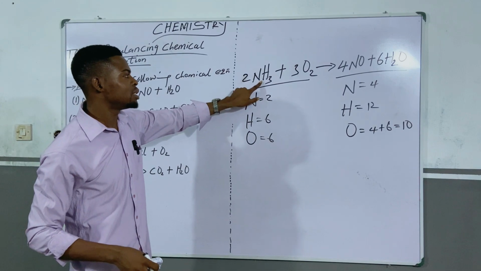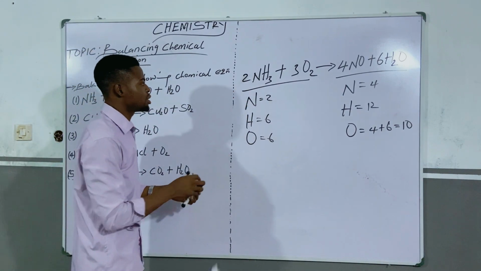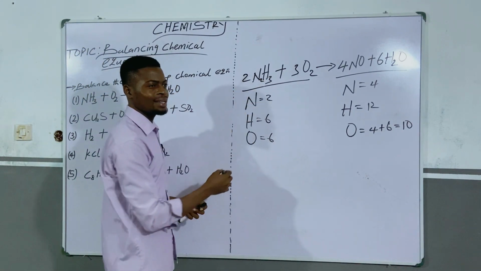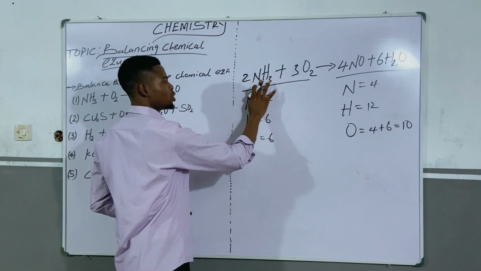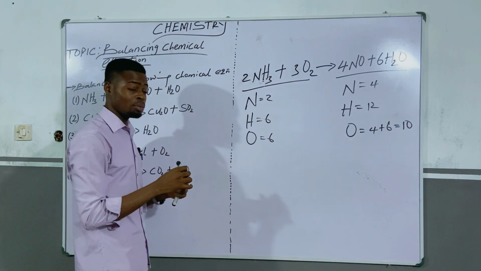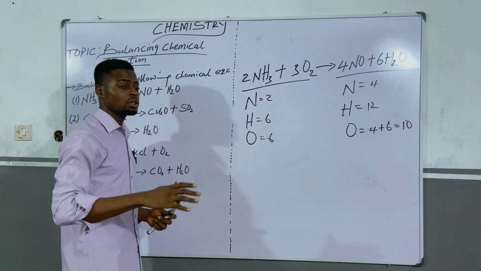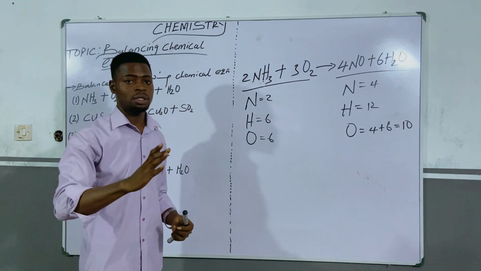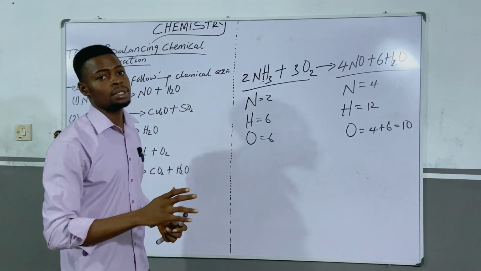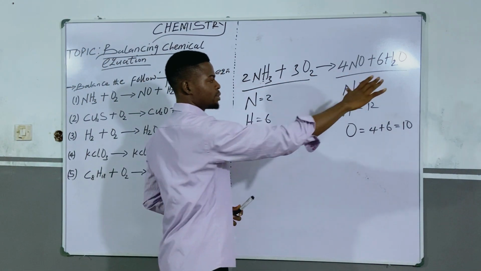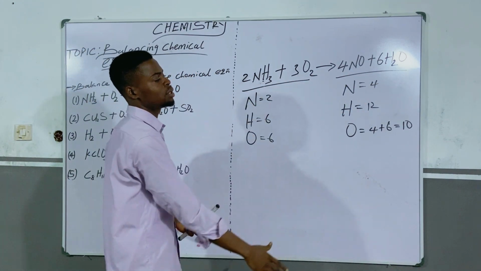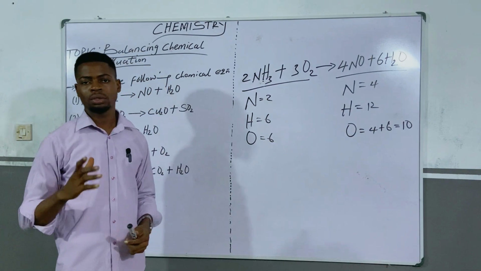I don't have to change the subscript here. I don't have to put, say, 2 here to make it 2 times 4. No, you don't have to change or put any subscripts to balance a chemical equation. We only use coefficients to balance a chemical equation. So don't alter any subscript. Use coefficients to balance a chemical equation.